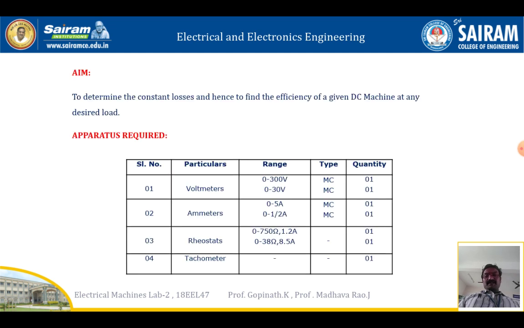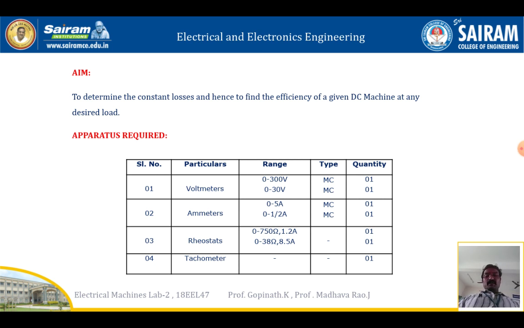To determine the constant losses and hence to find the efficiency of a given DC machine at any desired load. Why are we mentioning DC machine here? The same machine can be operated as a generator and can also be operated as a motor. That's why we are calling it a DC machine.